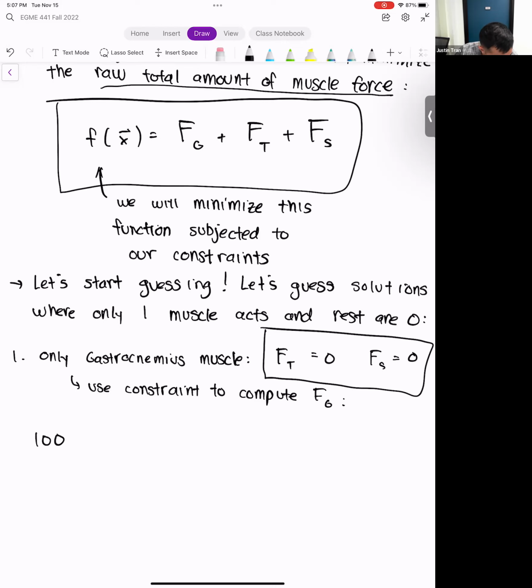So our constraint, once again, is 100 is equal to 0.039 FG plus 0.008 FT plus 0.036 FS. Okay. So remember, the definition of the constraint is that no matter what combination of muscle forces that we compute, this equation must always be satisfied. Okay. We already know from this guess that FT and FS are going to be 0. And so I'm going to just set those equal to 0 right away.